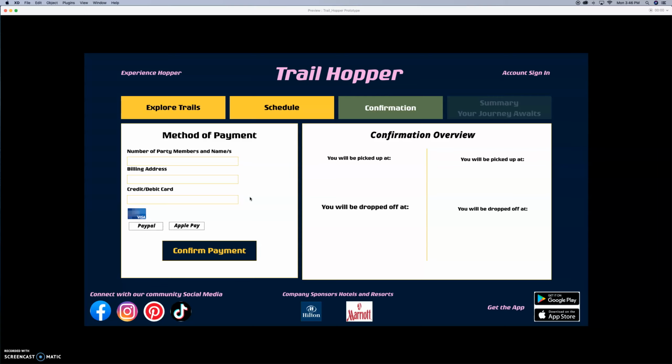Based on what you see, how comfortable do you feel with payment? 2. How comfortable do you feel a Trailhopper driver will pick you up? Of course, imagine there will be times and dates in which you will be picked up and dropped off.